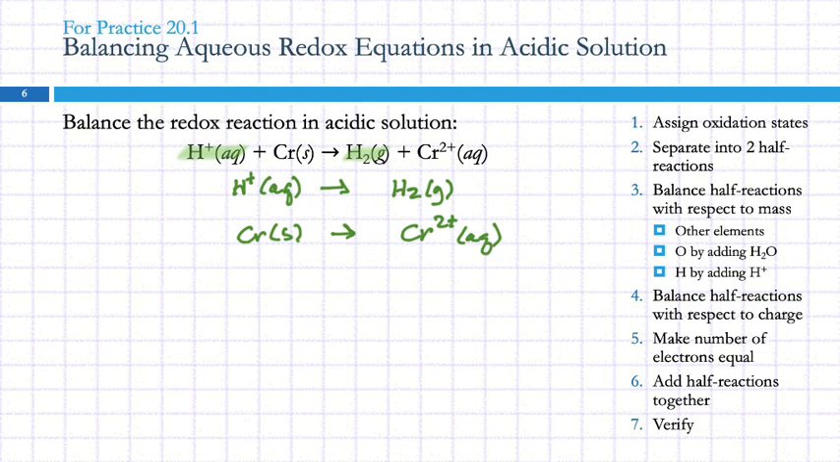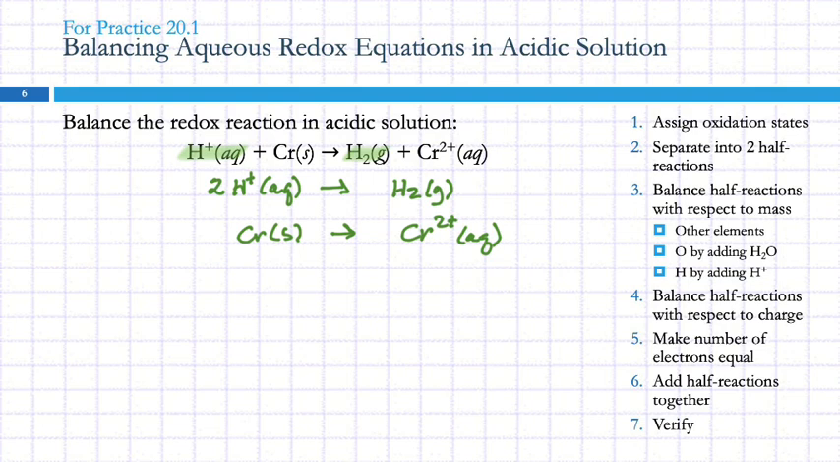2 half reactions. Balance for mass. Okay, on this one I have 2 hydrogens on one side. I can fix this by putting a coefficient of 2 in front of the H+. This is a very simple example. In the second half reaction, I have 1 chromium and 1 chromium. It's already balanced for mass.